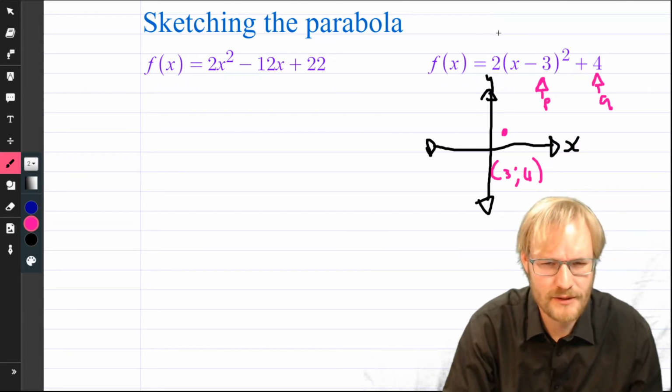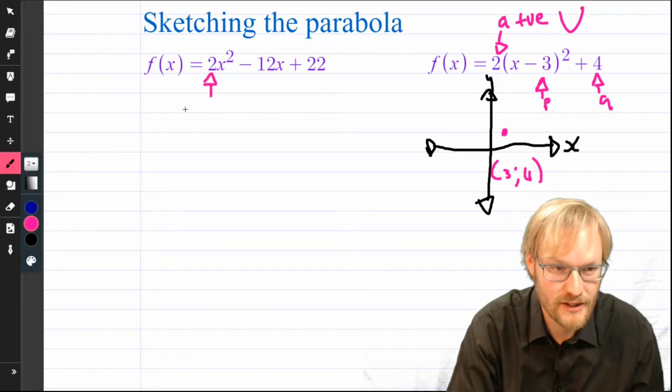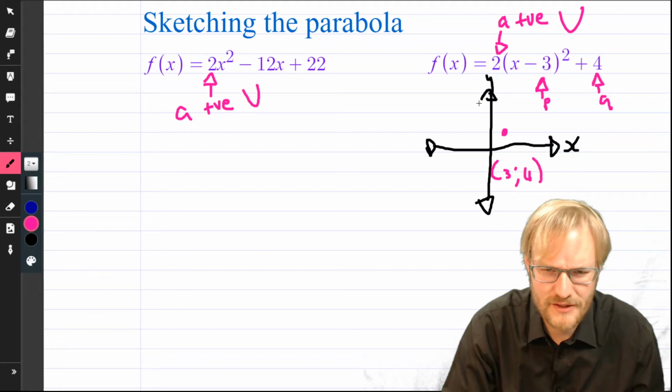Okay. Happy or sad parabola? Happy parabola. This here is our a value. a is positive, so it must be happy. a is also sitting over here. a is positive, so it's a happy parabola. So if it's a happy parabola, I can already just draw this like here.